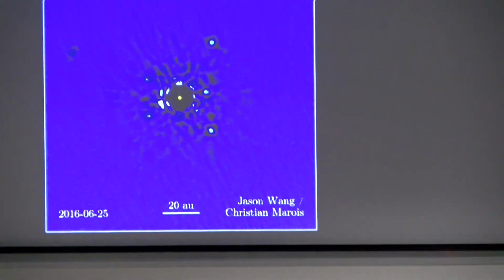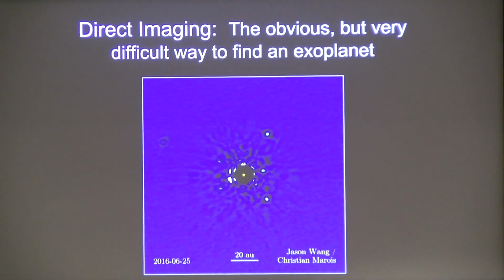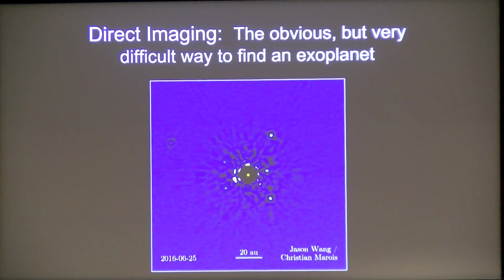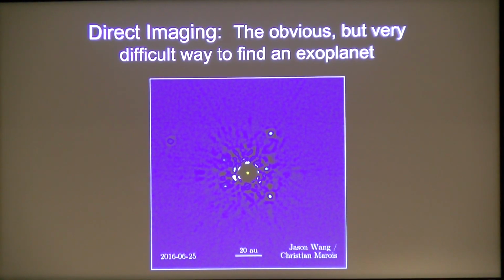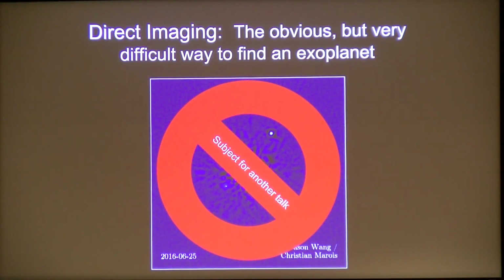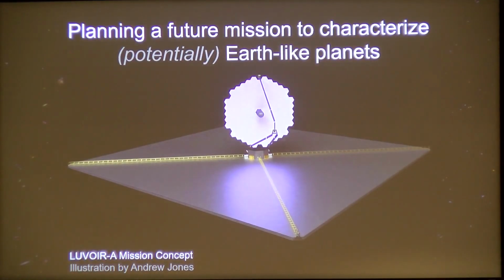But those are the vast majority. They tend to be much more massive than Jupiter, very far from their host stars, certainly not an Earth-like planet with a rocky surface in the habitable zone of its star. And so that's very interesting, but a subject for another talk. We want to use this method, but because it's so hard, it's going to take some really impressive technology.